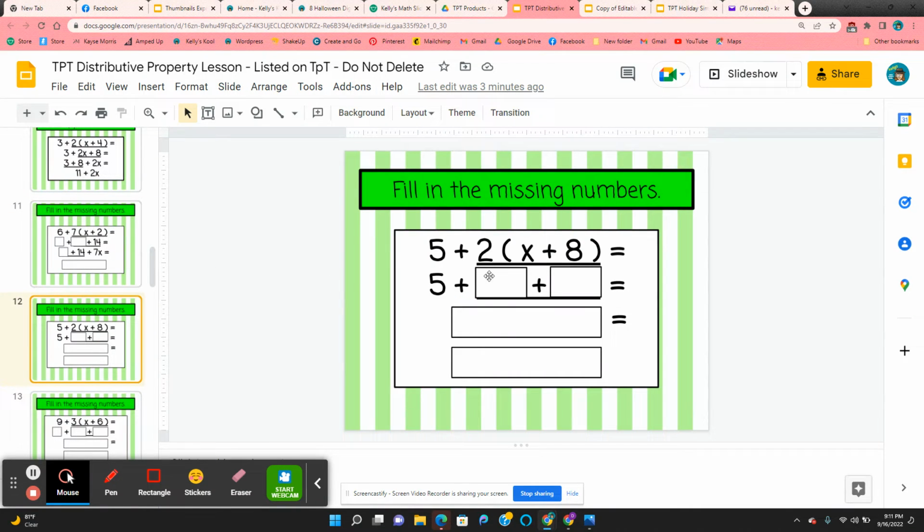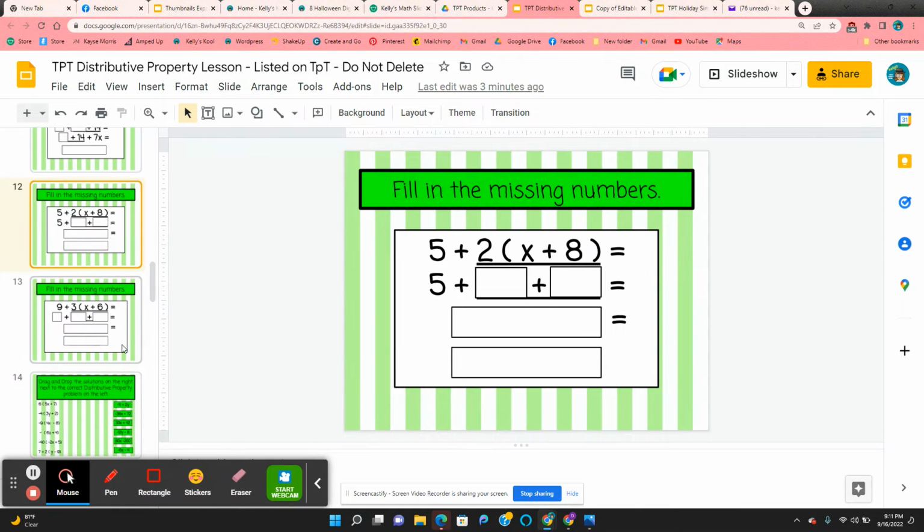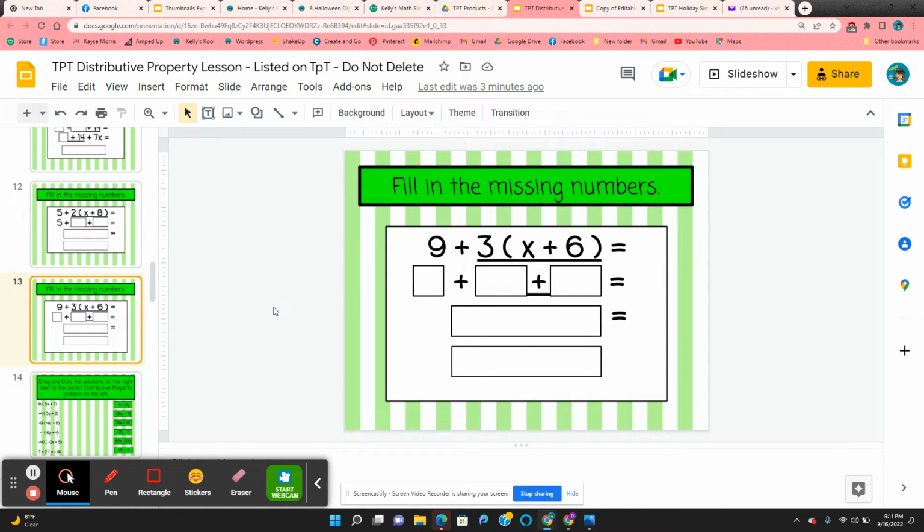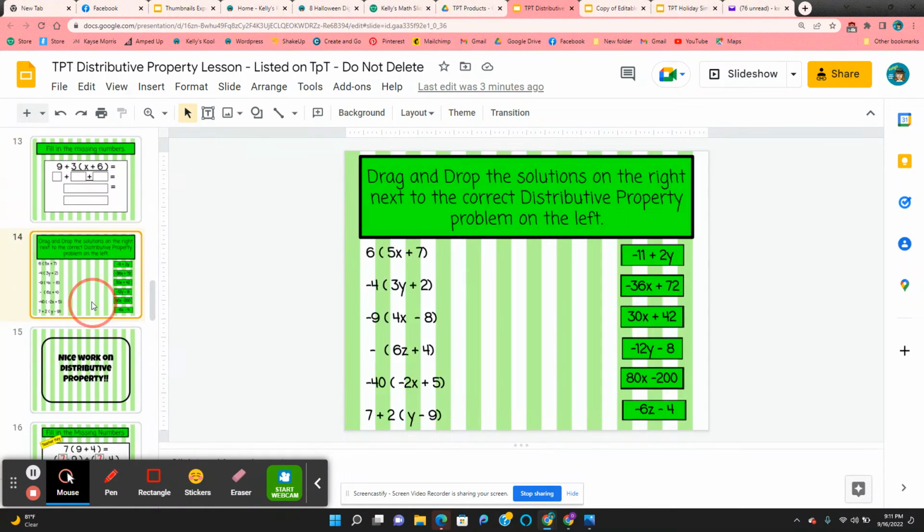See, each one, they have to do a little bit more on their own. So this one, 2x and 16. Then they're going to change the order so the two numbers are together, and then the final answer. And one more problem like that. And then it finishes with just a matching.